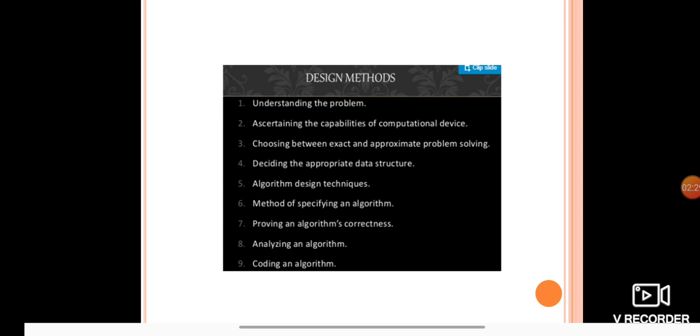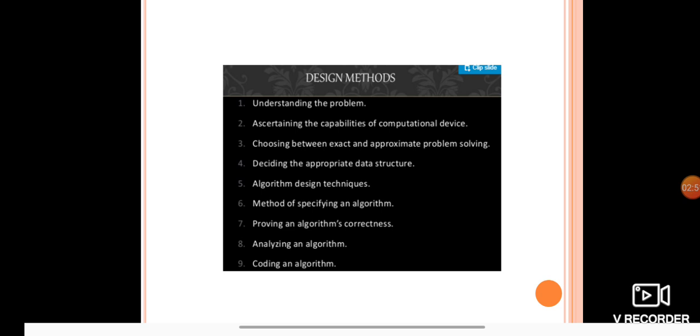What is the method of design method? Which method is design method? First is understanding the problem. Second is ascertaining the capabilities of computational devices. Next is choosing between exact and approximate problem solving.